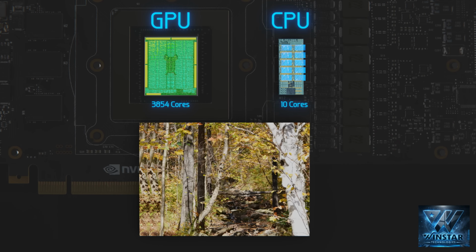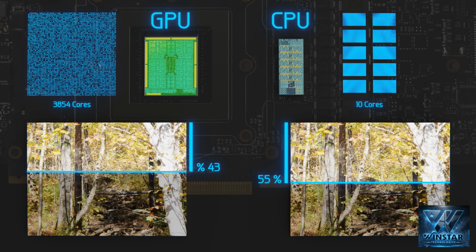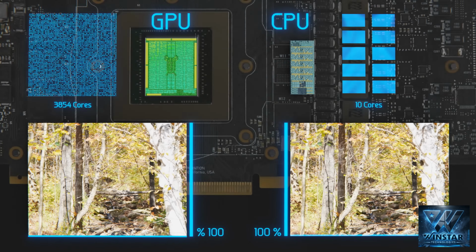A CPU has 10 cores and thus performs arithmetic 10 numbers at a time, whereas GPUs distribute the data to thousands of cores, thus performing magnitudes more parallel processing.